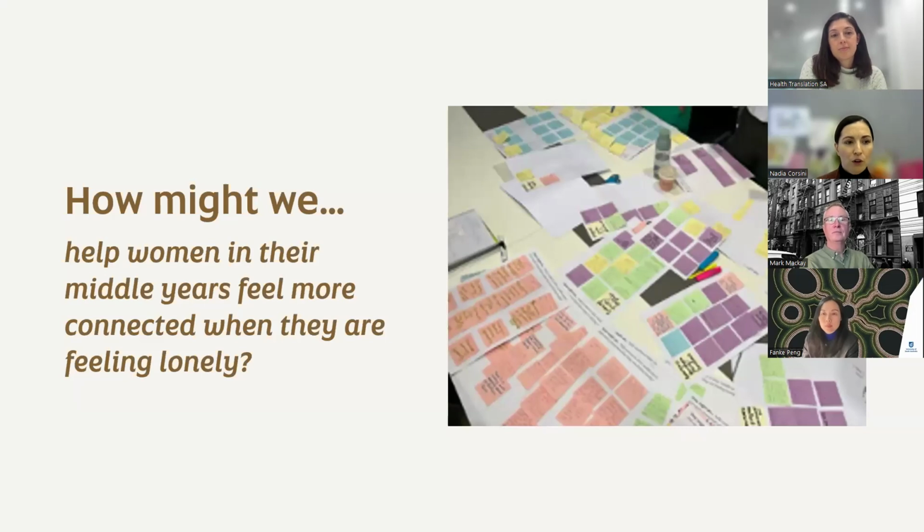We then moved on to the main design challenge that was informed by those activities that I've just mentioned. And the question here was, we posed a how might we question: How might we help women in the middle years feel more connected when they're feeling lonely? Women got into groups and we had post-it notes, and we did an activity that involved brainstorming individually to begin with, building to collective brainstorming.